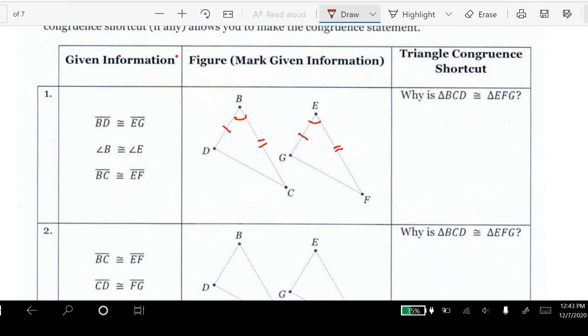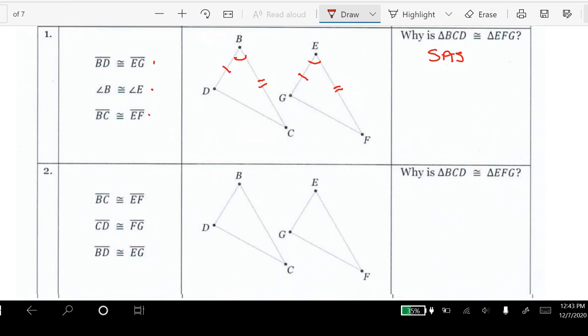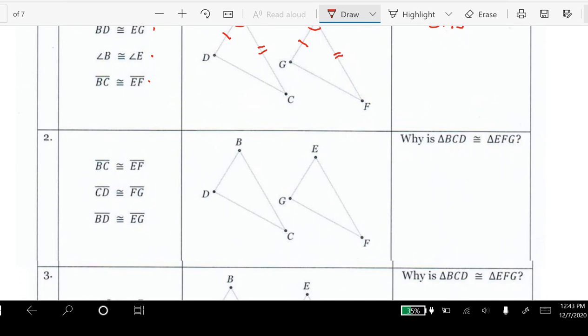Hopefully at this point you can see that this is going to work. It says, why is triangle BCD congruent to EFG? It's going to be side, angle, side. Just from what was given here, you should have been thinking that if this was going to work, it was two sides and an angle, because we're given two sides and an angle. Keep that in mind: if it was going to work, you should have been thinking that combination anyway.